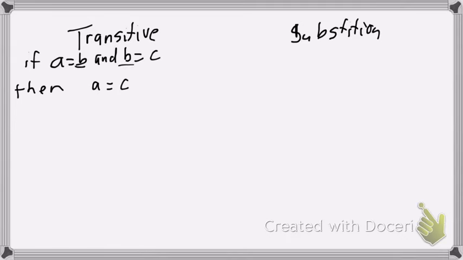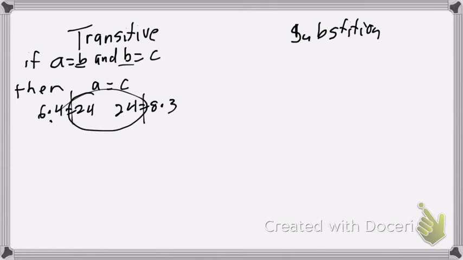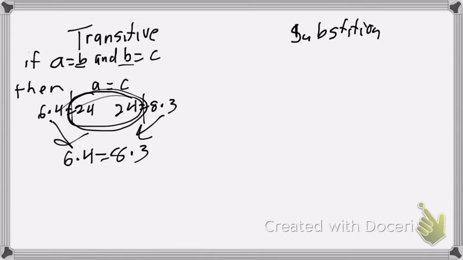Here it's B. So if I know that 6 times 4 equals 24, and I also know that 24 equals 8 times 3, I see that in the middle they're both equal to the same thing. So what I can do is cut each one off at the equal sign, bring both of those other sides down, and make this kind of Frankenstein equation of 6 times 4 equals 8 times 3. And that is the transitive property. The transitive property allows you to say that if two things are equal to the same thing, then they're equal to each other.